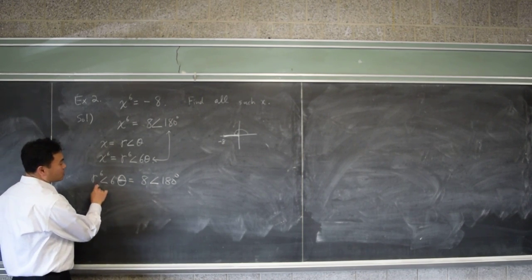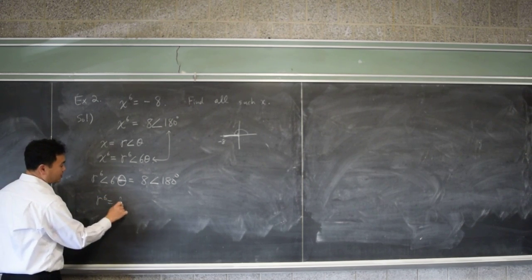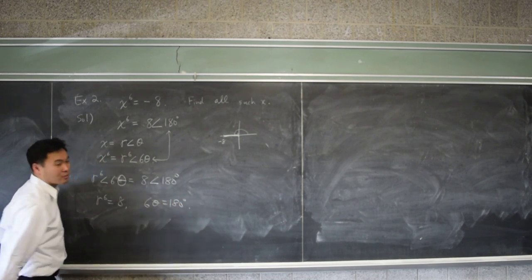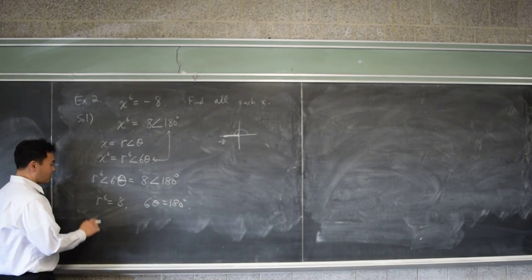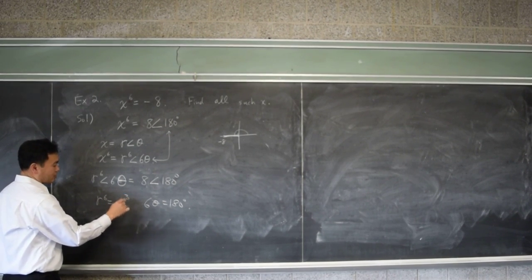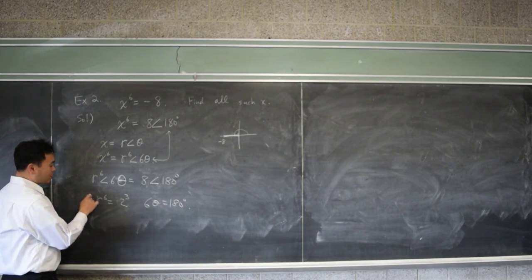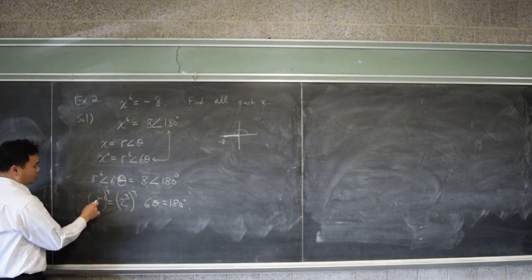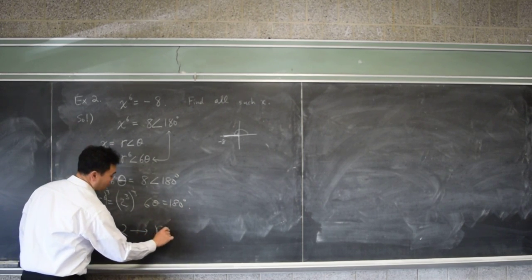Okay, so therefore, for these to be equal, we know that they will be equal if r to the 6th is 8 and 6 theta is 180. All good? Sounds about right. Yeah? Okay. What is this? Can you solve this? Well, 8 is 2 to the 3rd power, right? So if you take a 1/3 power both sides, then you end up with r squared equals 2. So you get r equals square root of 2.